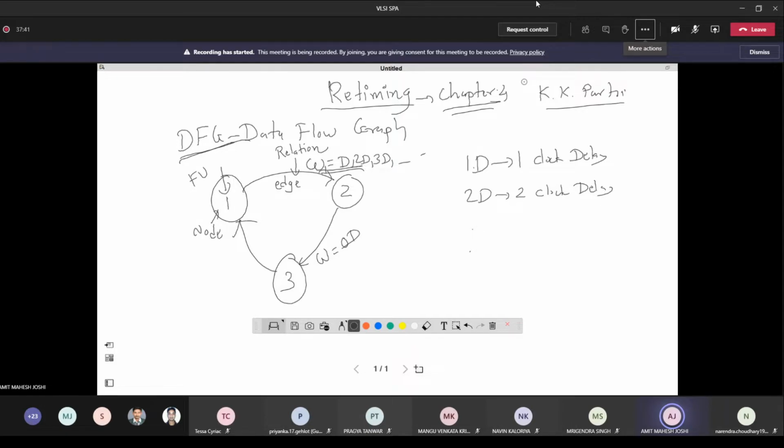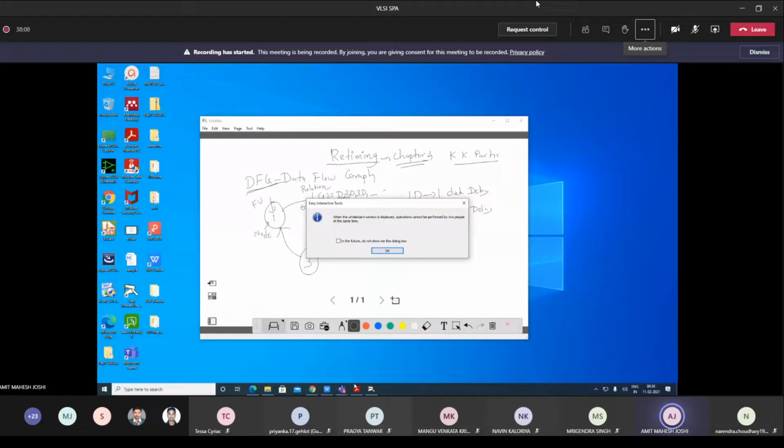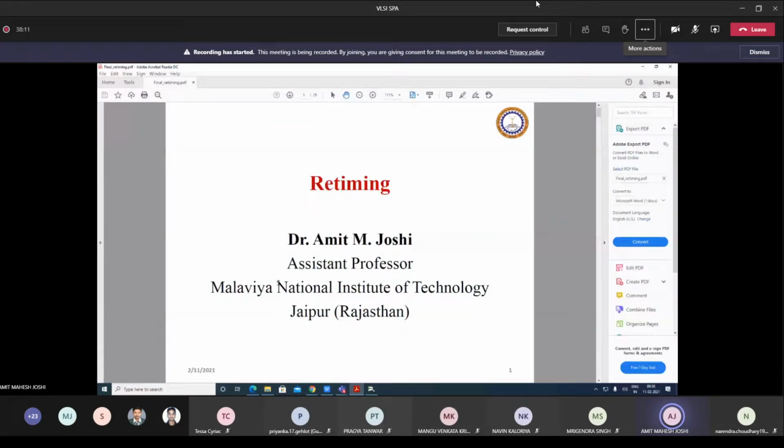So this weight could start from 0, it could be any integer, and if for a particular edge there is no weight which is defined explicitly, then you need to consider that the weight is 0. Okay, so this is all about the basic concept that you need to understand. Now I am just quickly going through a PPT also parallelly, and then we will come back to this.